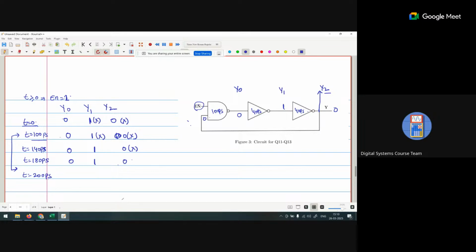Clear? Now, with respect to this NAND gate, after 100 picosecond, we are getting an output at 200 picosecond. So at 200 picosecond, y2 is what? This invalid 0. So 0 and enable 1 again gives 0.